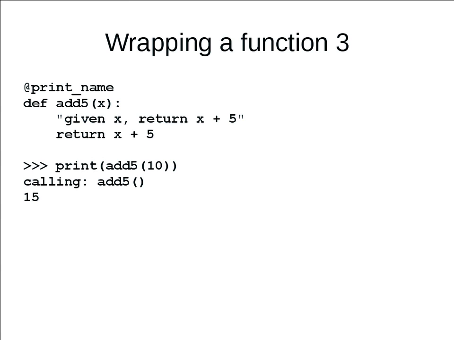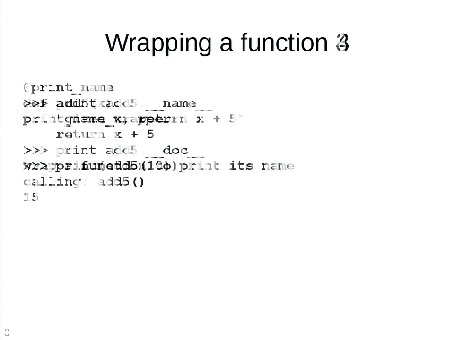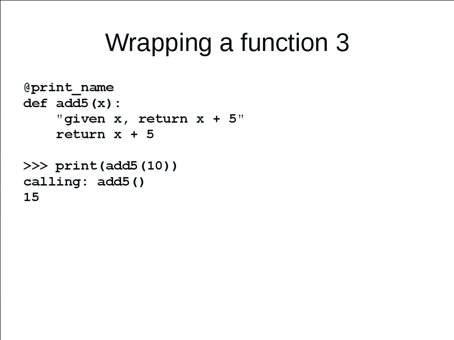So that is wrapping a function with a decorator. One thing to think about, though: when we wrap the function, we made a new function object. Now, when we use def, it sets up the dunder name for us. And if we passed a doc string in, def sets up the dunder doc as well, the doc string.